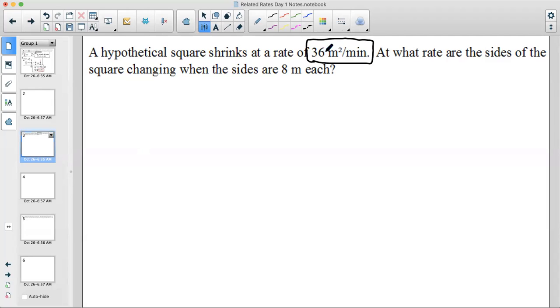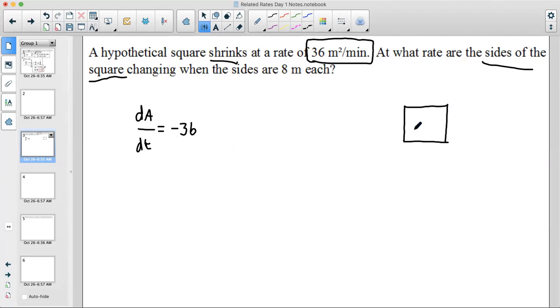So I'm looking at this, and the first thing I do when I see 36 meters squared per minute, I say dA/dt equals negative 36. And it's negative because it says shrinks. It's getting smaller. So the area is decreasing. Then it says at what rate are the sides of the square changing? So you don't have to draw a picture for this one maybe, but you can.